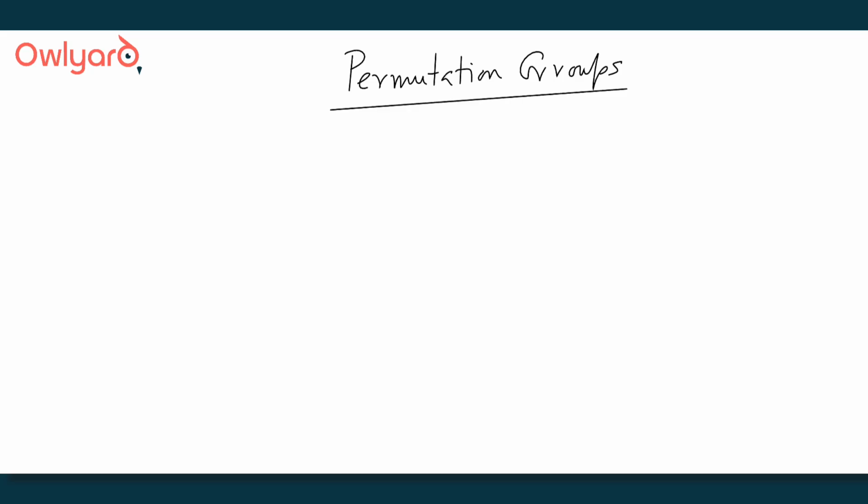Okay, so we promised that we will generate the examples of non-abelian groups in the next section. So let's start talking about a family of groups called permutation groups. Permutation groups. So first of all, what is a permutation?